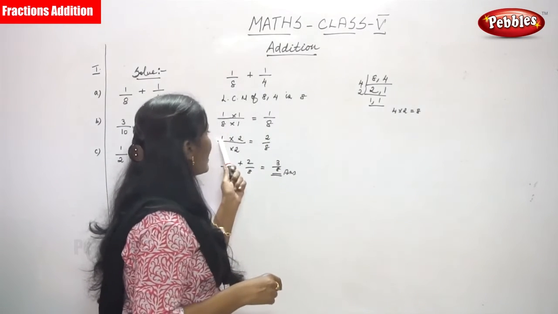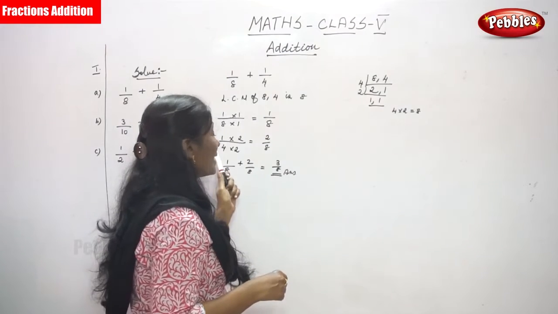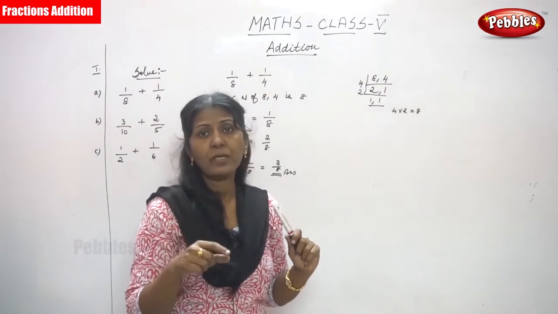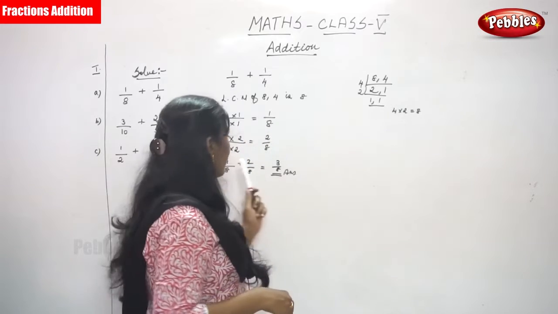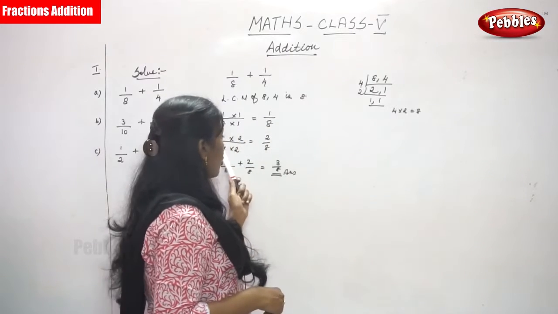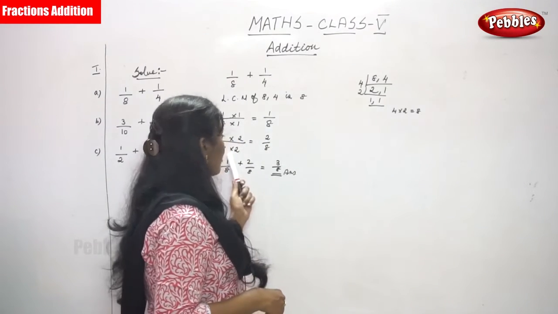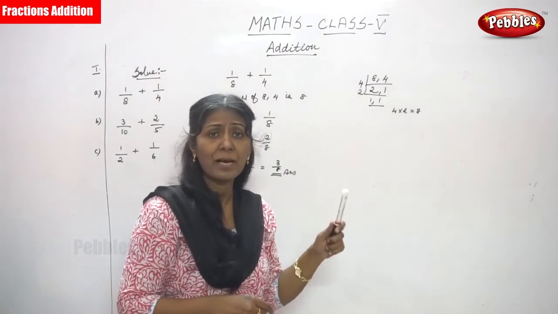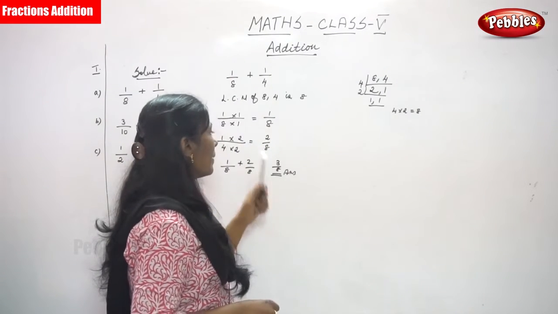The next one is 1 by 4. So I have to make this 4 as 8. That means the common LCM is 8, the common denominator is 8. So I have to multiply by 2. So 4 into 2, you get 8. So if the denominator is multiplied by 2, the numerator is also multiplied by 2. So you get 2 by 8.